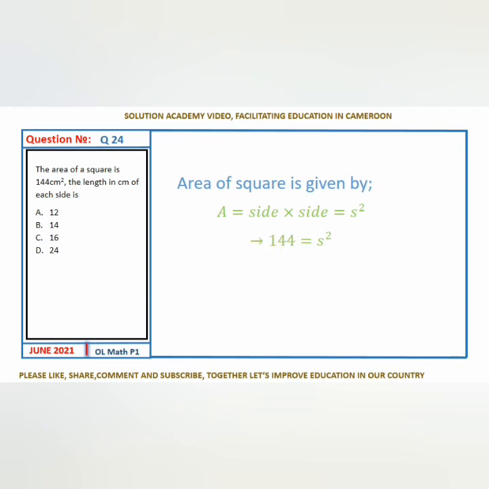So the area was given, which is 144. So we just substitute. So 144 should be equal to s squared. And in mathematics, if we want to remove this square on s, we have to introduce a square root sign on the other side of the equation. So s will be equal to the square root of 144, which is 12. So our answer is A.